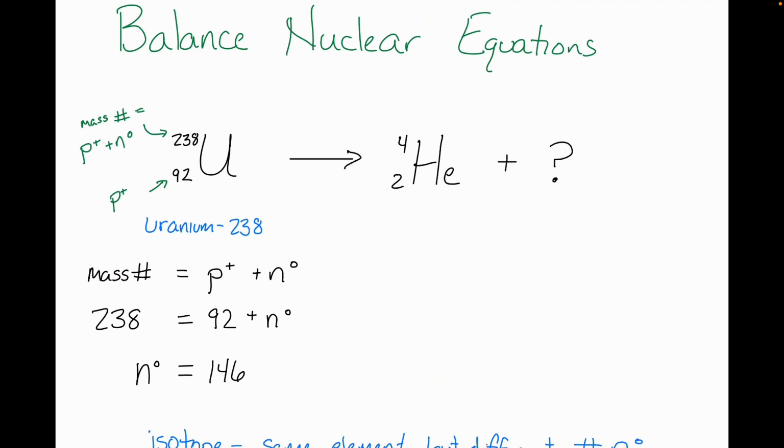Importantly, I just have to make sure that I have the same number of protons on both sides and the same number of neutrons on both sides, right? That's what we mean by balancing a nuclear equation. Balancing a nuclear equation: same number of protons and neutrons on both sides.